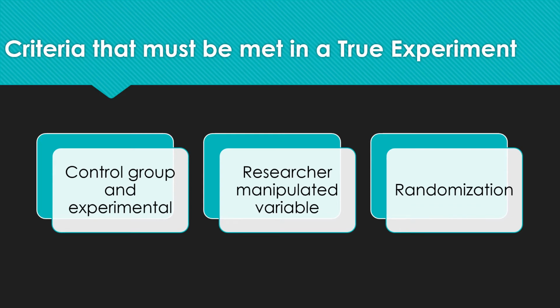There are certain criteria that must be met in a true experiment. One is that there must be at least one control group and one experimental group. Another criterion is that there must be a researcher-manipulated variable. And the last criterion is randomization, also known as random assignment.